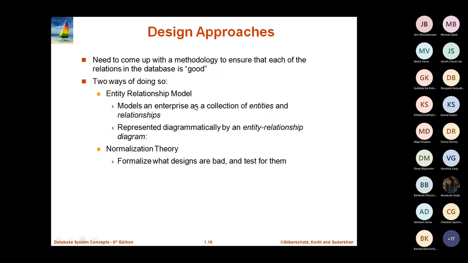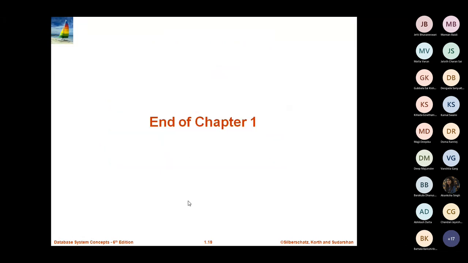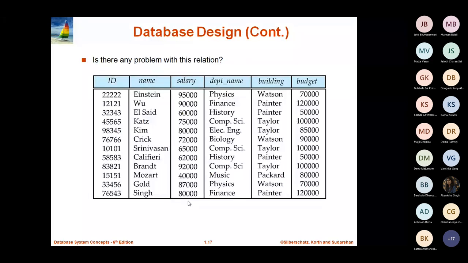Our very next topic, tomorrow, will be the entity relationship model. We'll see how to come up with a good database design using the ER modeling approach. So that brings us to the end of chapter 1. But just for your thoughts, I'll ask you one question. Here we said that the department name physics is in, say, the Watson building, and say I put this physics also in, say, the Newton building here. Then what is the problem?